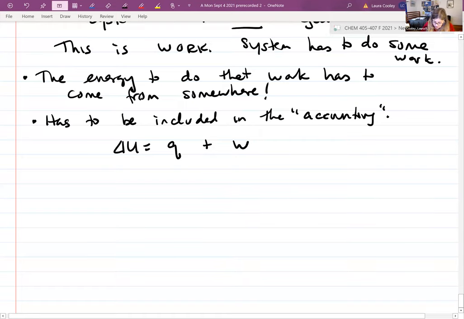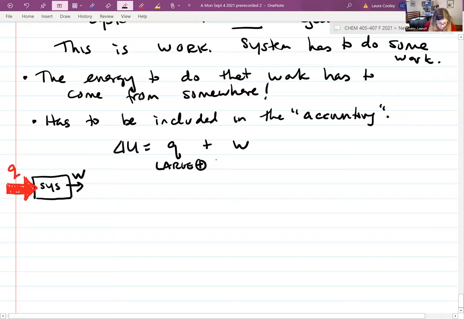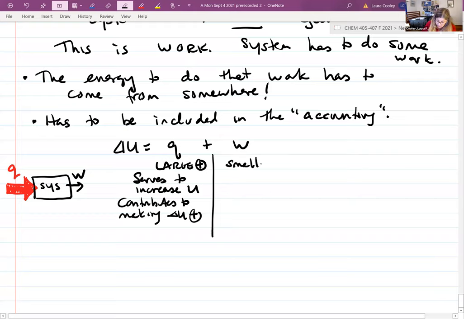So look at this, here's a picture of our system, just a box representing the system. And a lot of heat is going into the system. There's a big arrow here representing the amount of heat that's going into this system. And then I'm going to draw a little teeny arrow representing the work that the system does, because I said this is a very small effect actually, though it has to be included. Okay, so Q is a large positive number, and this serves to increase the internal energy. It contributes to making delta U positive, right? But then we have a very small negative contribution.